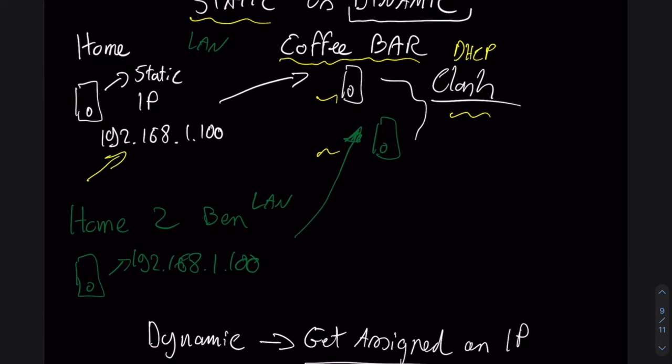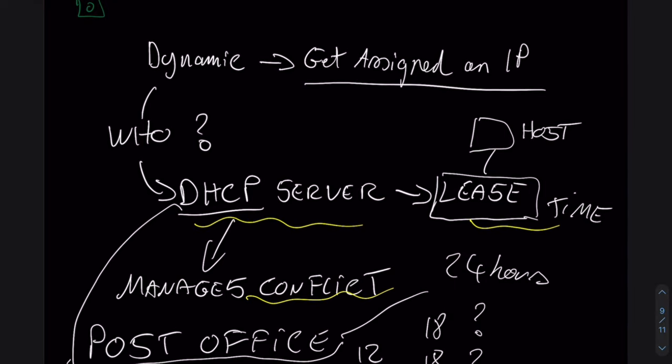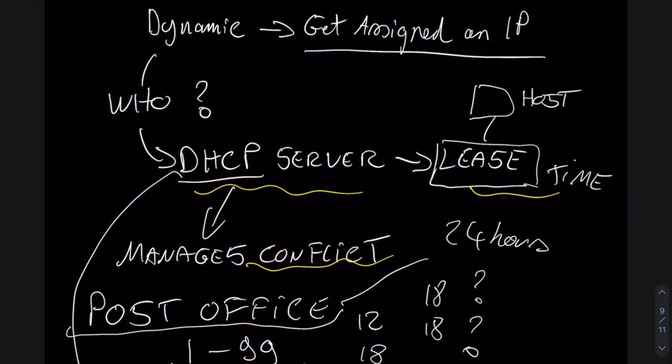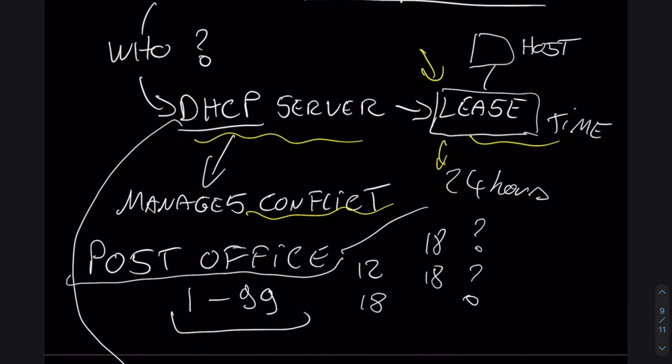So we've had a look at how dynamic works. This DHCP server, the Dynamic Host Configuration Protocol, gives out IP addresses to hosts, and gives them out for a certain time based on something called a lease, which you can configure as a network administrator. The lease is sometimes 24 hours. That means that the device holds the IP address, okay? And it manages conflicts.